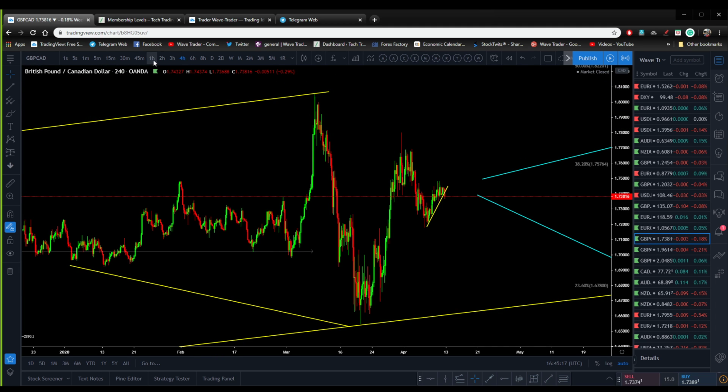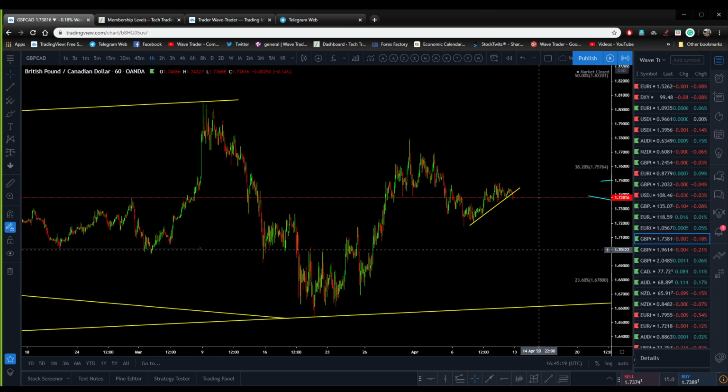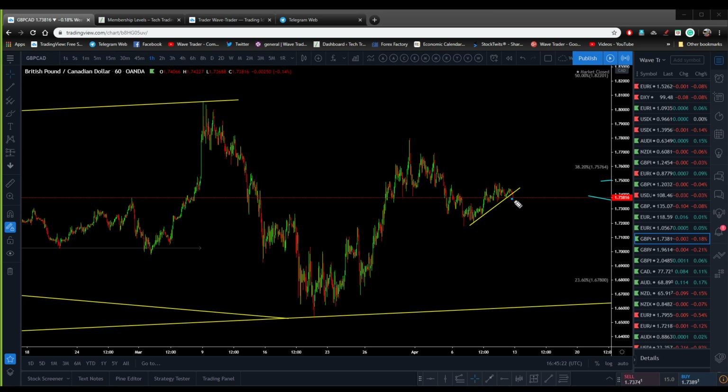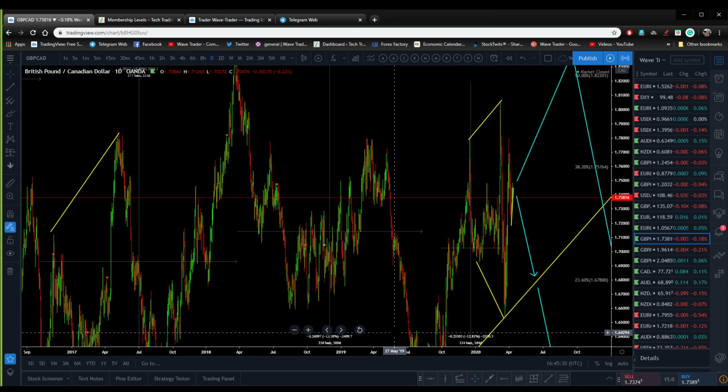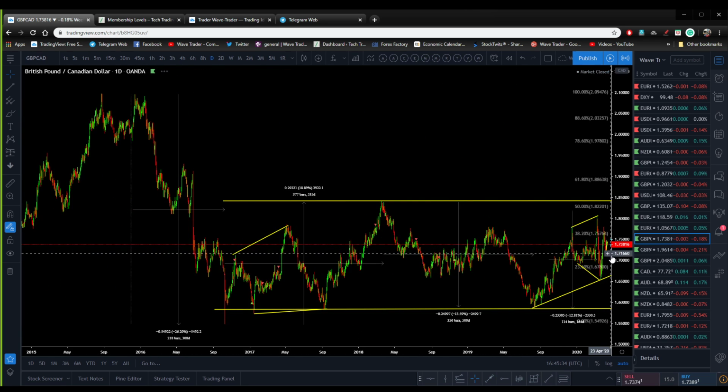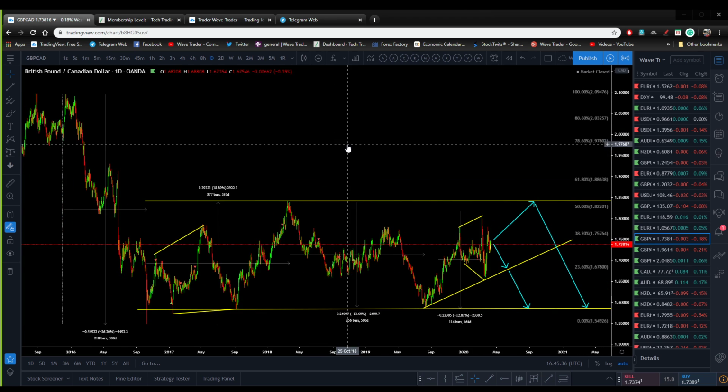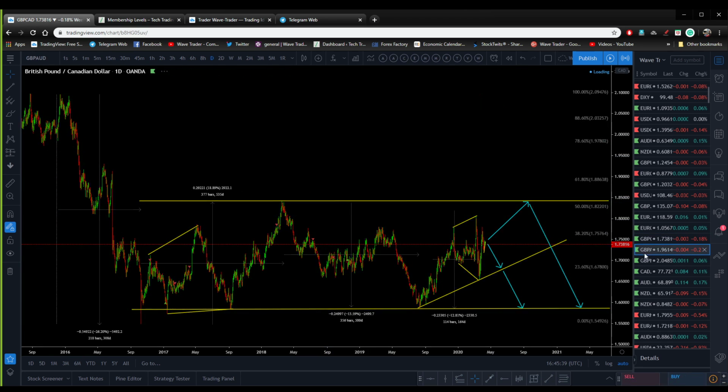So pound CAD to break down. A sharp breakdown and test that bottom. Not the best opportunity again this week, but go down and test the previous bottom. So pound CAD, that's the chart. It still can go higher, back to the top, so not the best opportunity.